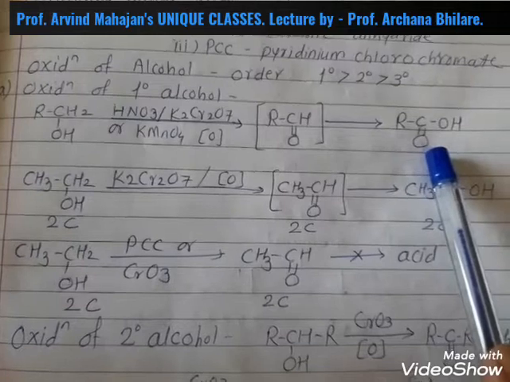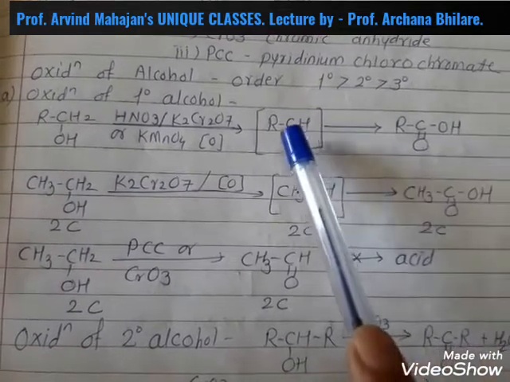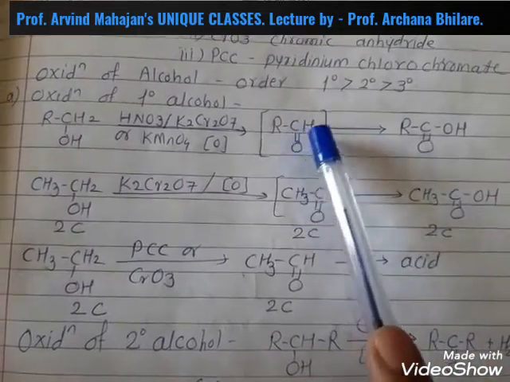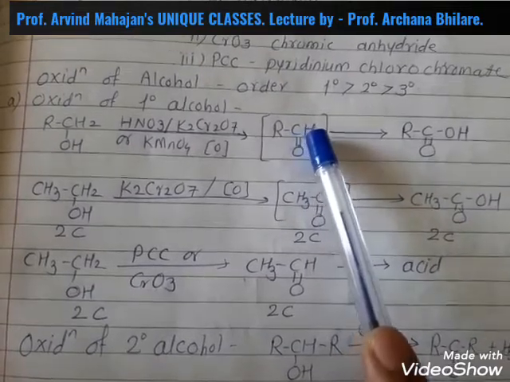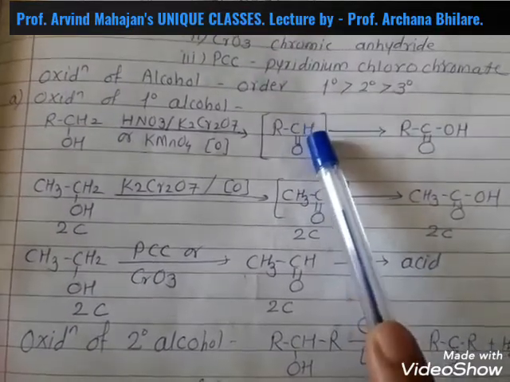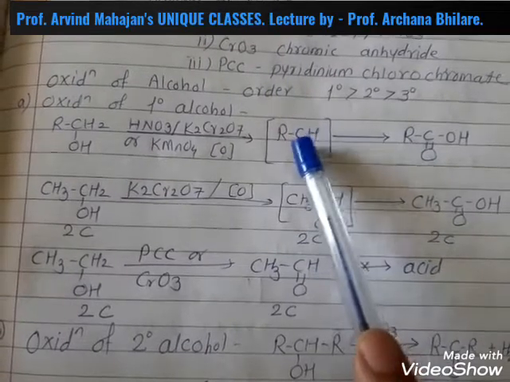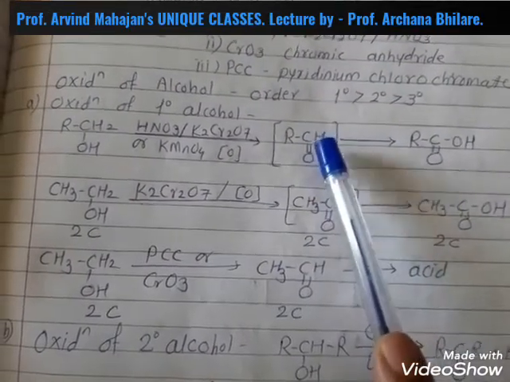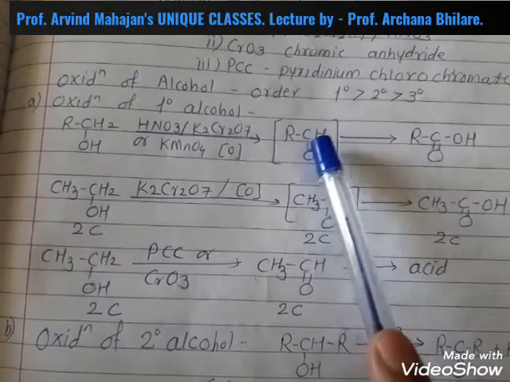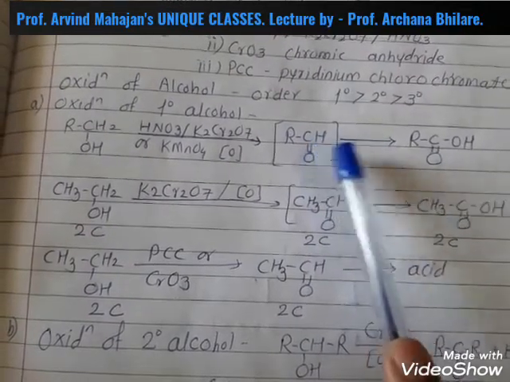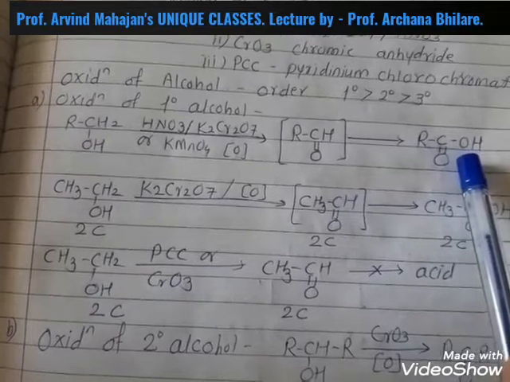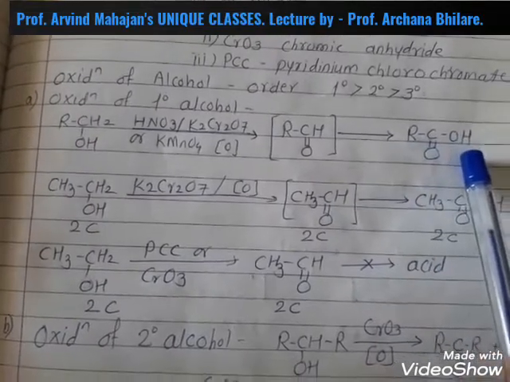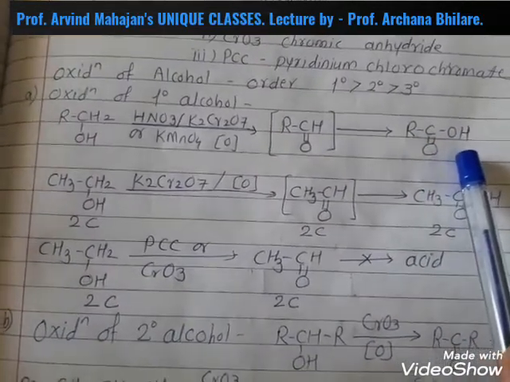Here we use the second definition of oxidation, that is addition of oxygen. Between carbon and hydrogen, oxygen is inserted. It is easy to break small size hydrogen; it is easy to detach small size hydrogen from carbon. So the C-H bond is broken and oxygen is inserted between carbon and hydrogen, and we get carboxylic acid.